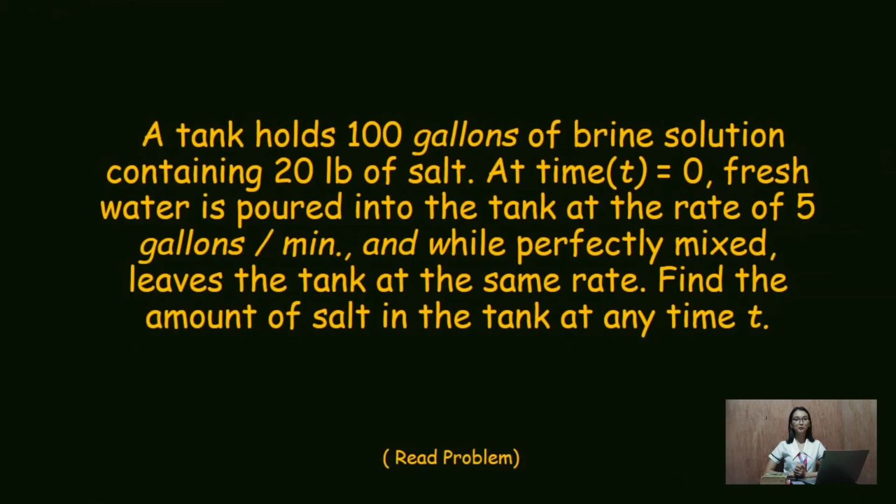So for our first problem, a tank holds 100 gallons of brine solution containing 20 pounds of salt. At time t equal to 0, fresh water is poured into the tank at a rate of 5 gallons per minute, and while perfectly mixed, leaves the tank at the same rate. Find the amount of salt in the tank at any time t.